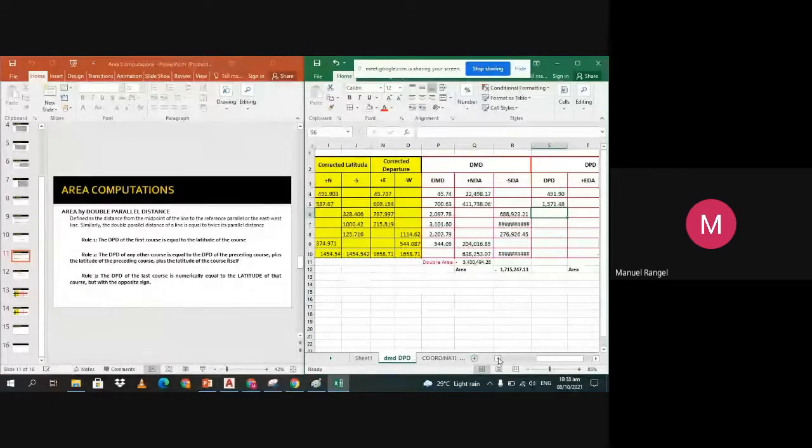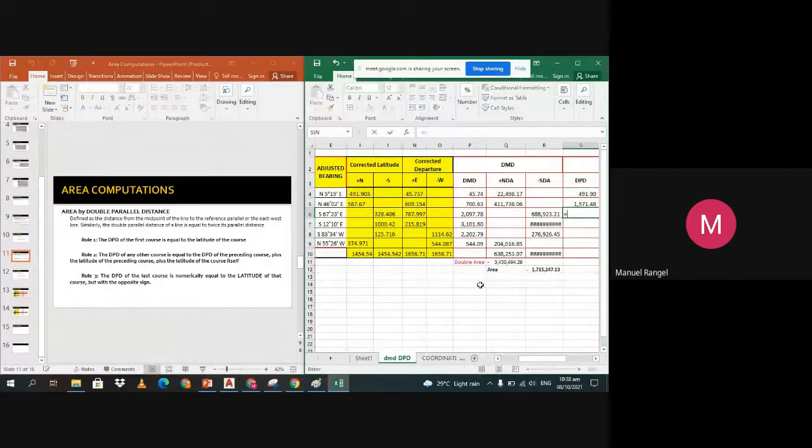It no longer matters. It is equal to negative 328. That's wrong. I'm confused. DPD of the preceding course, is this correct? S4, I4, I5. Okay.